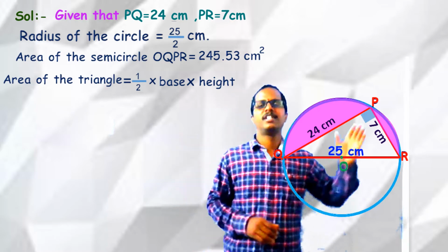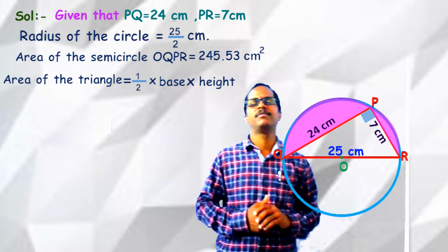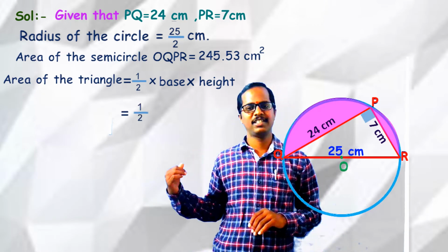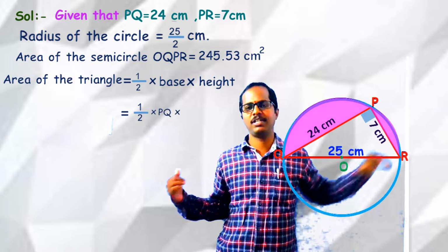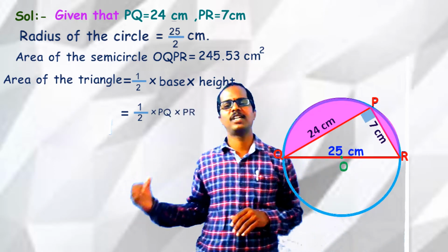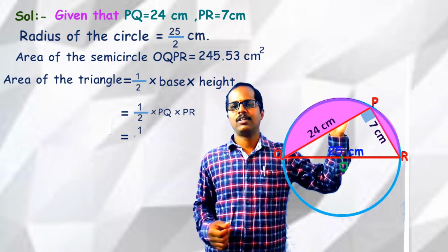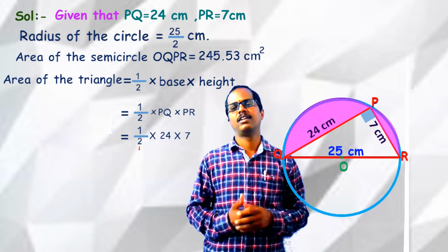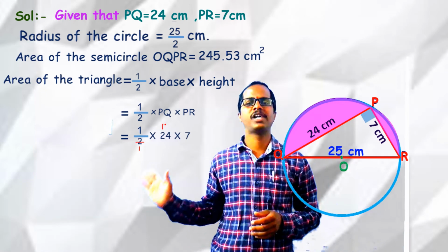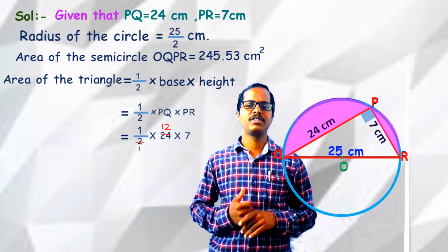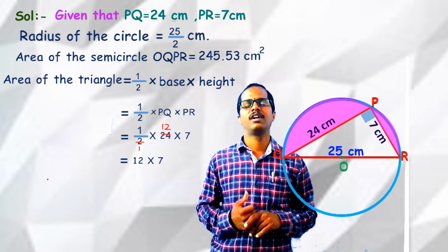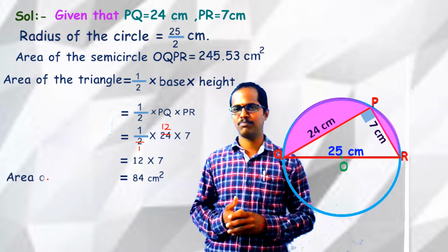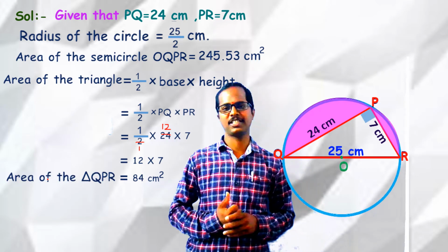Now substitute these values in the formula. We get the area of the triangle PQR equals half into base PQ into height PR. By substituting their values, half into 24 into 7, and if we cancel 2 and 24, two twelves are 24, two ones are 2, so we get 12 into 7, and their product is 84 centimeters square. So now we have the area of the triangle PQR as 84 centimeters square.